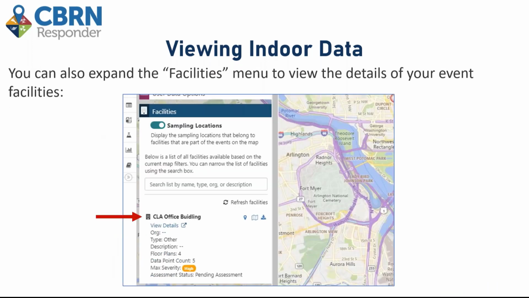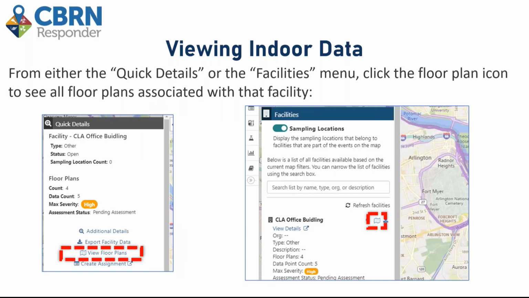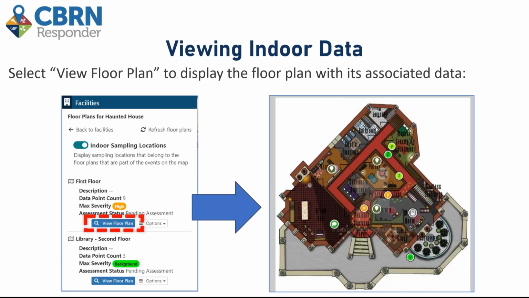Once you click on that facility, it will be selected in the quick details, but you can also just expand your facilities menu to view the details of all of your event facilities. So regardless, either I click on the facility on the map and I can then select view floor plans, or I can just locate the facility name from my list and then select the floor plan icon to view a list of all the floor plans. Both ways are going to give you a view that looks something like this.